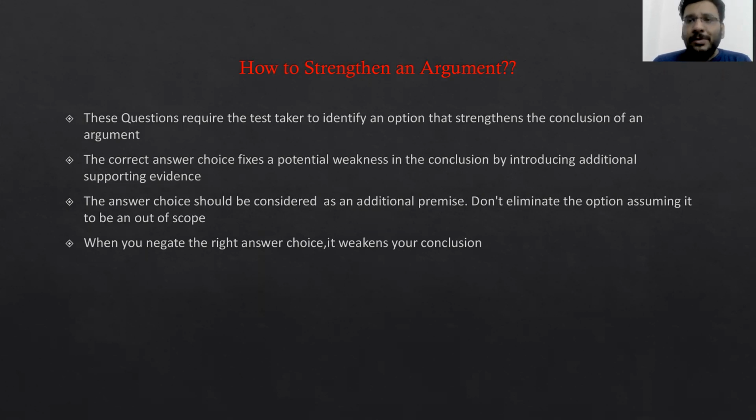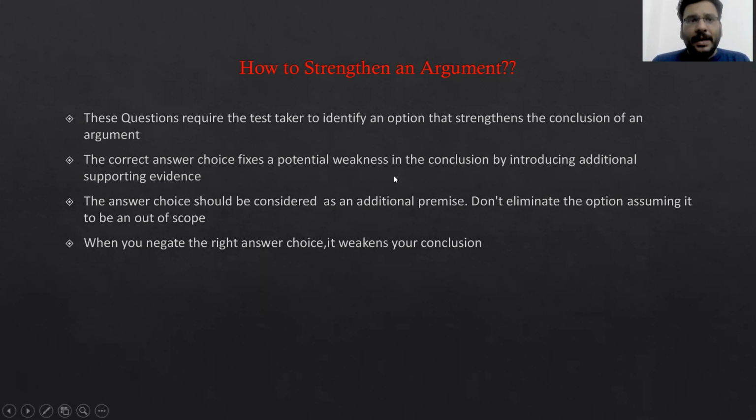Remember, the golden rule when it comes to a strengthener is to look for an answer option which supports the author's opinion or the conclusion. Never eliminate an option thinking that the information is not present in the argument. Remember, when it comes to strengthener or weakener, we're actually looking for an option which has information that's not present in the argument. So we are looking for outside information. Now, this is the crux of the strengthener.